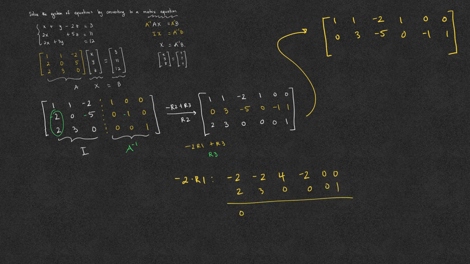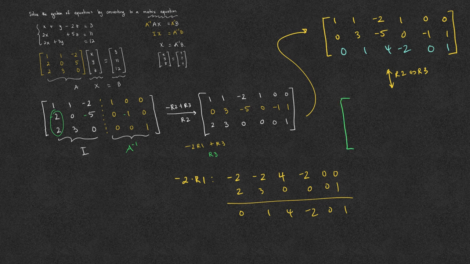This will give us 0, 1, 4, negative 2, 0, 1. And these are the entries for the third row. We see that in the third row, there is a leading 1 in the second column. So we would interchange row 2 and row 3 to obtain an equivalent matrix.